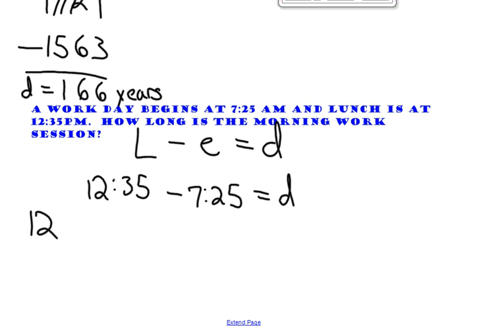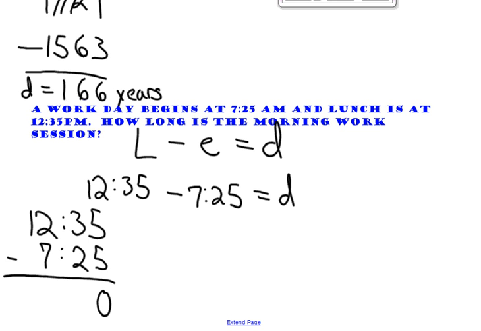And I'm going to rewrite this quick so that we can easily subtract these. And so 5 minus 5 is 0, 3 minus 2 is 1, and 12 minus 7 is 5. And so in the end, we're going to have 5 hours and 10 minutes. And that's going to equal our difference. So we have another example there.